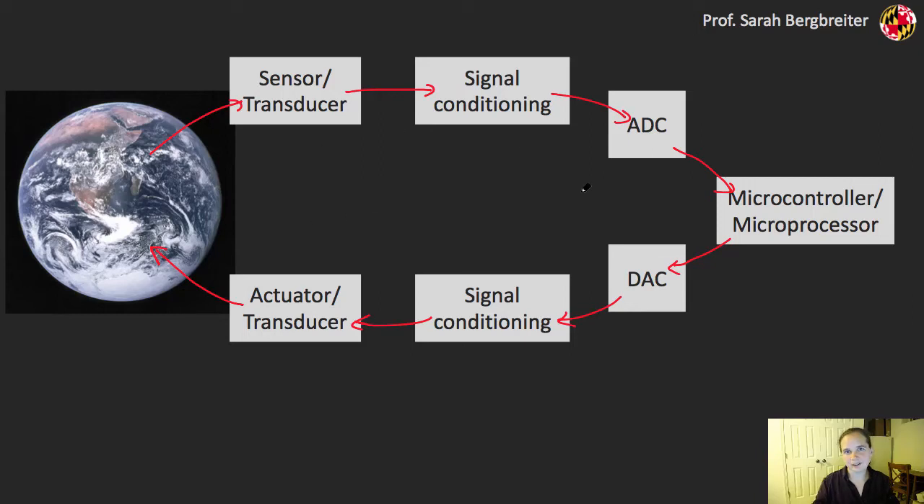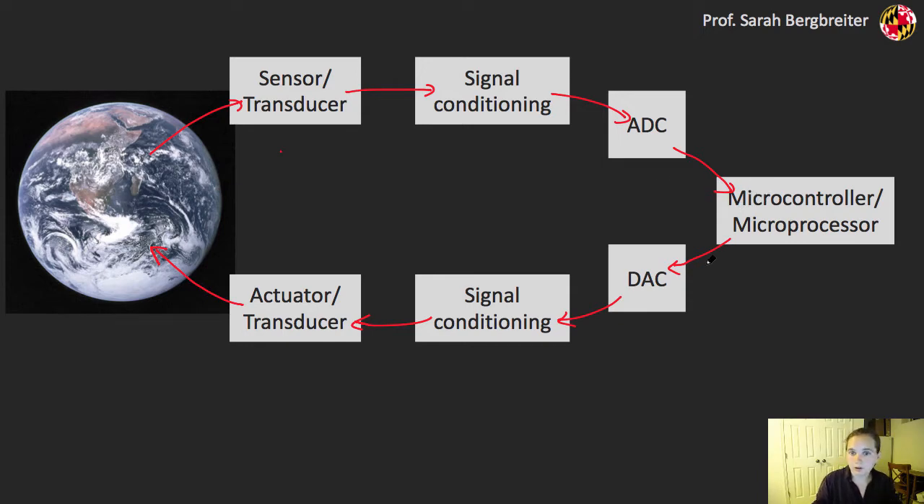So this slide can effectively serve as an outline for the entire course. We're sensing data from the real world using a sensor or transducer of some sort. We do some signal conditioning on that, run that through an analog to digital converter to a microcontroller or a microprocessor, and then in a mechatronic system we often act upon the world as well.